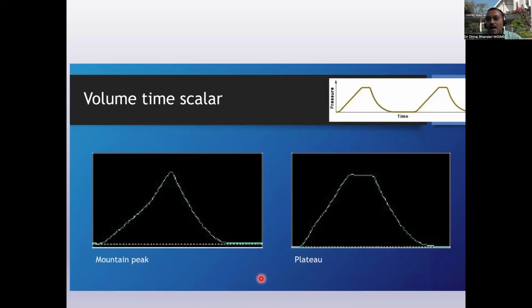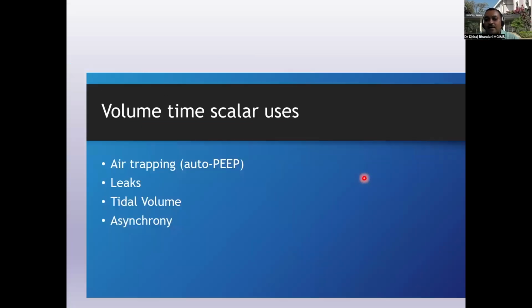Now coming to the last part of my presentation, that is the volume time scalar. In a volume time scalar, again you will see it's a positive waveform, and either you can have a mountain peak, or you can have something like a plateau peak. The reason is how much time of inspiration you are giving. If you have given a good amount of inspiration time and there is some amount of inspiratory pause, you will see that there is a plateau in the volume time scalar as well. Now the uses of the volume time scalar are air trapping, leaks, tidal volume, and asynchrony.